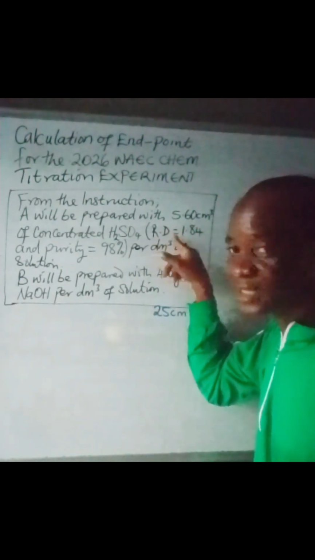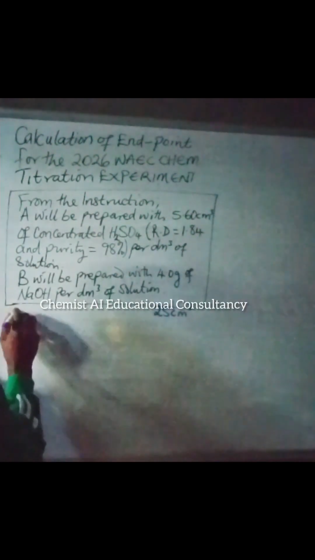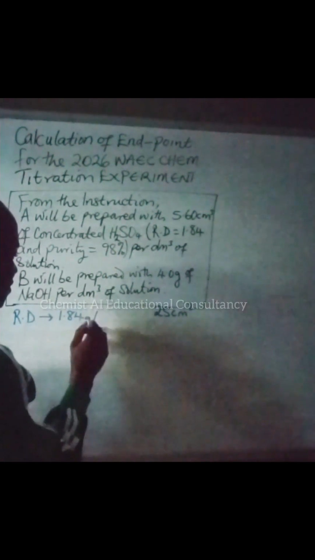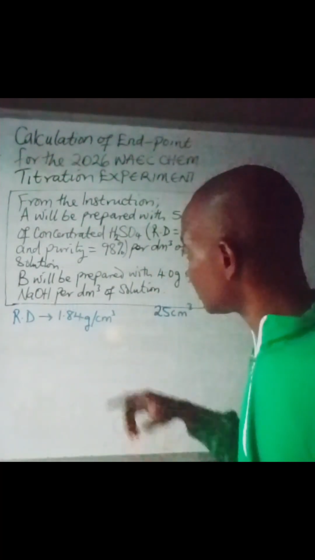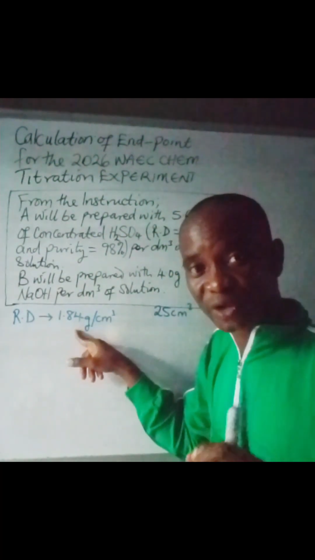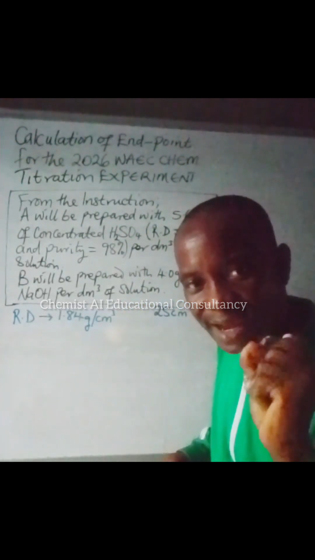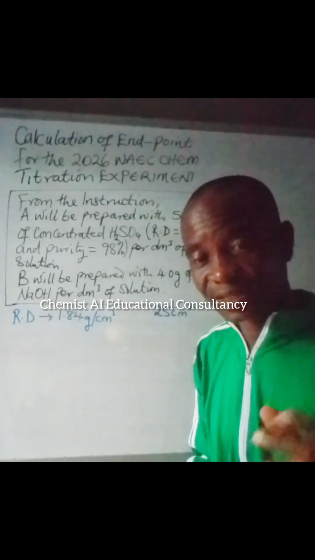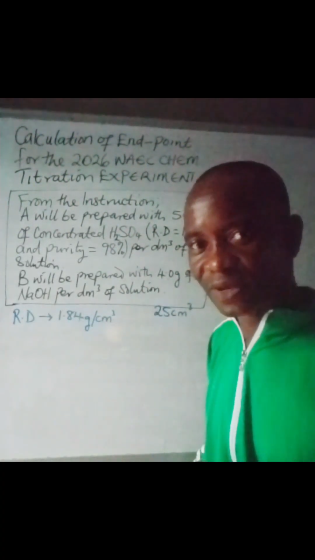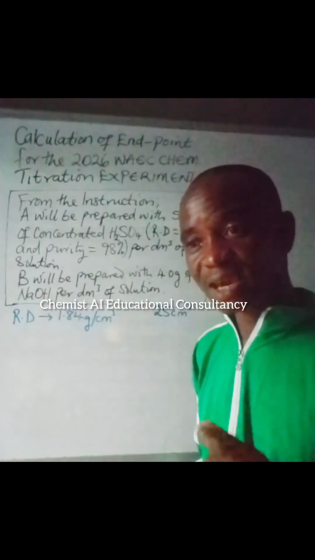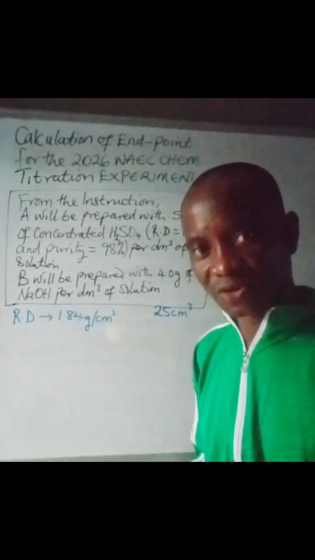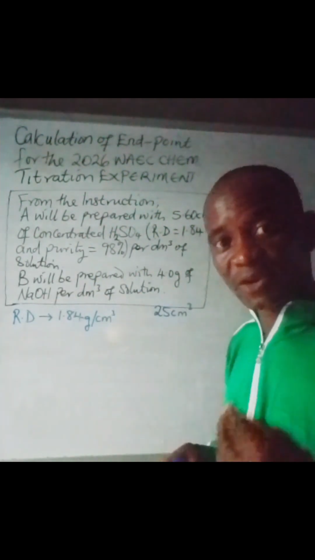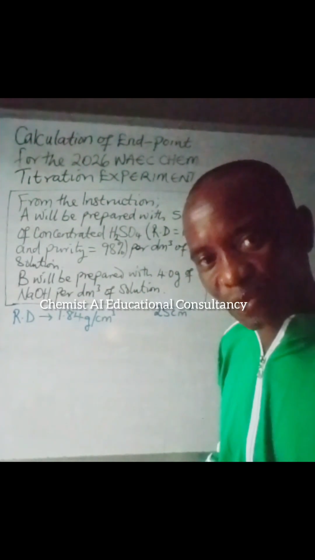We are going to start with the relative density of the acid. This relative density of 1.84 means 1.84 grams per cm³. It means there are 1.84 grams of sulfuric acid inside 1 cm³ of solution. Now, the idea of calculating the endpoint is so that we will get how many grams of the acid. From the grams, we get how many moles per dm³, which is a concentration. And from this concentration, we combine with the concentration of the base in order to find the endpoint or the average volume of the acid used.